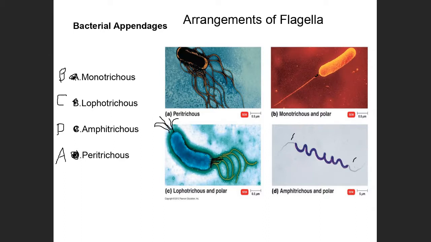So if I was to draw a peritrichous organism, right? Trichous means hair, peri means surrounding. So this is flagella that would be hair-like and be covering the entire cell of the bacteria, right? Just like that. There's one missing, and that one missing arrangement is called atrichous.